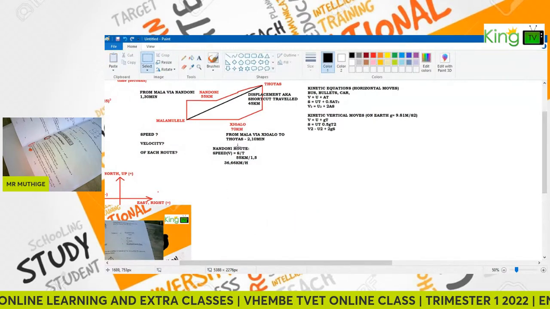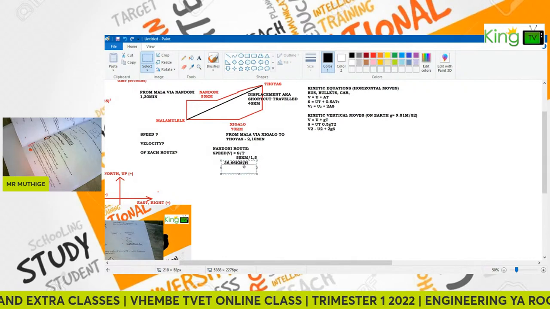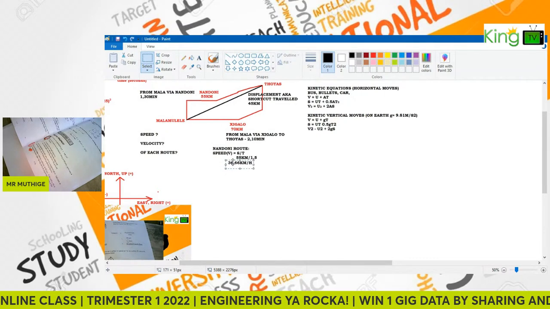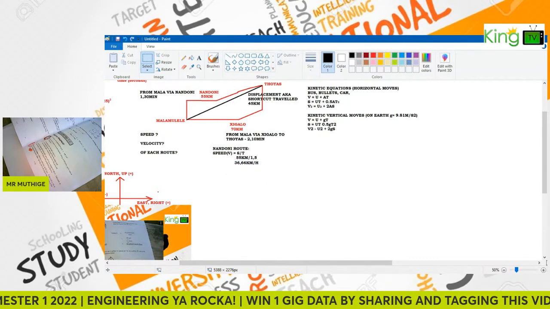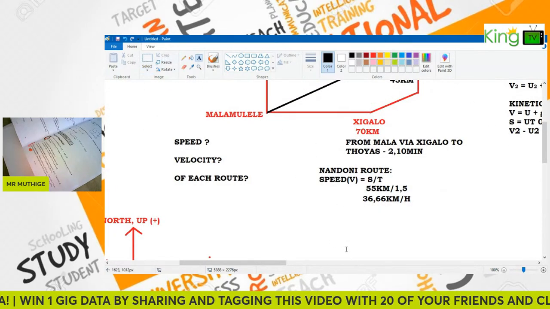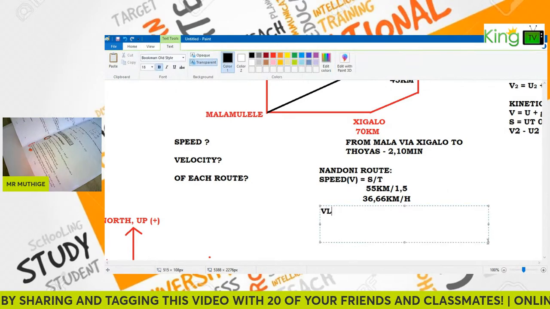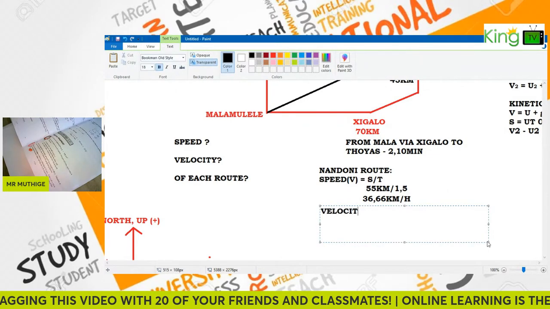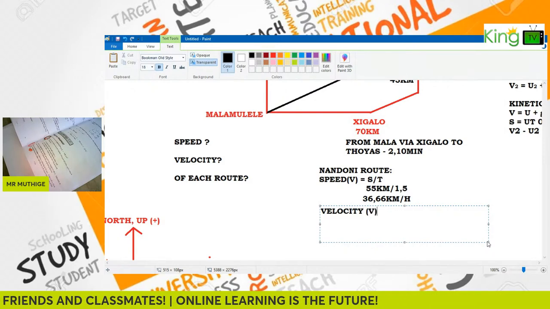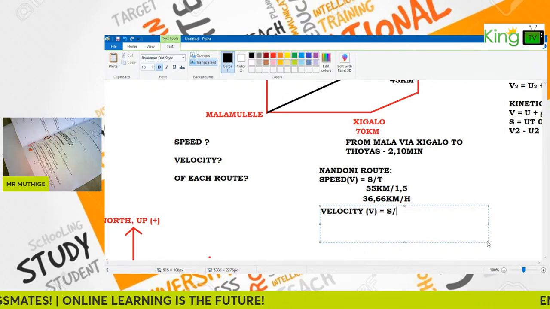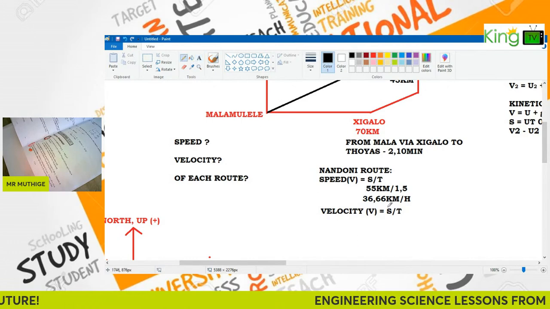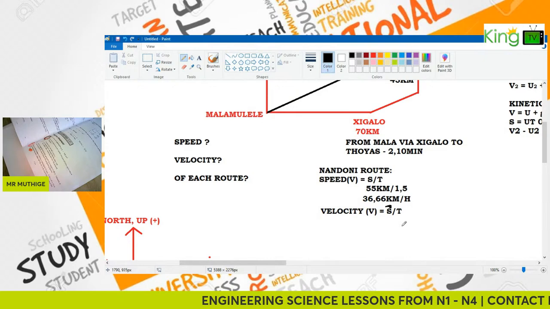Now, we have the speed, but obviously you know the velocity of this side as well. Not so? So the speed is that. And then the velocity. Velocity is also represented by v, and the formula says displacement over time.